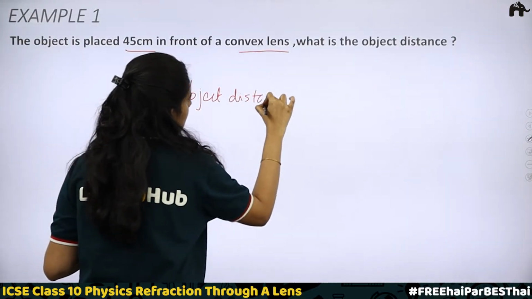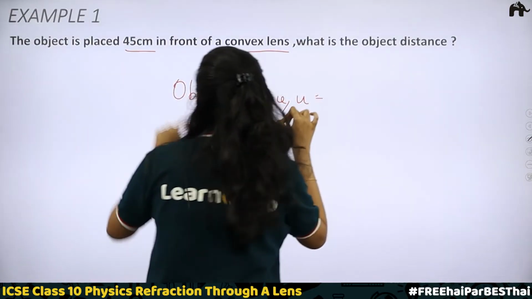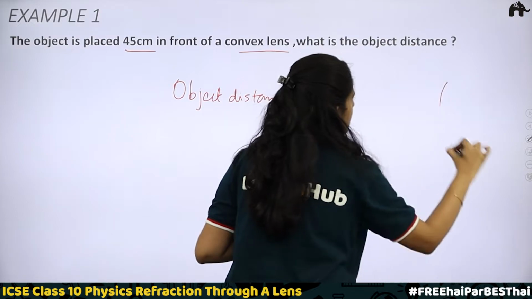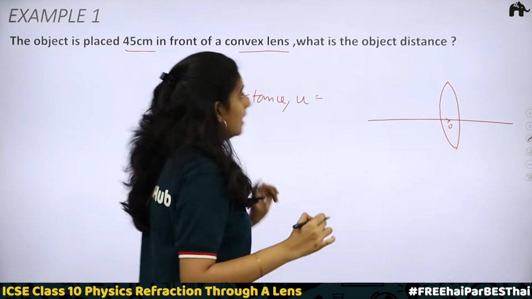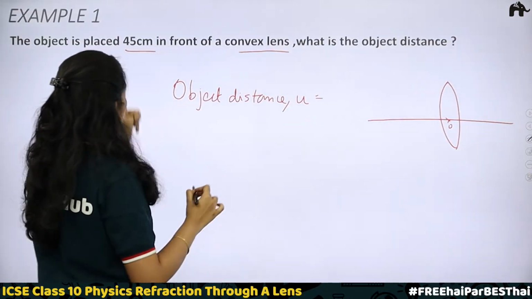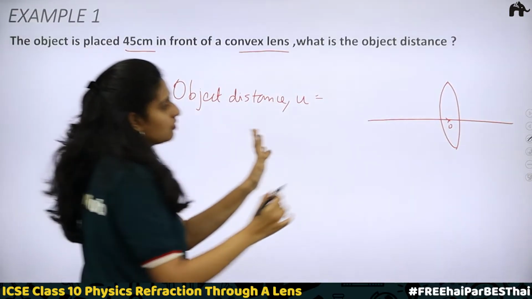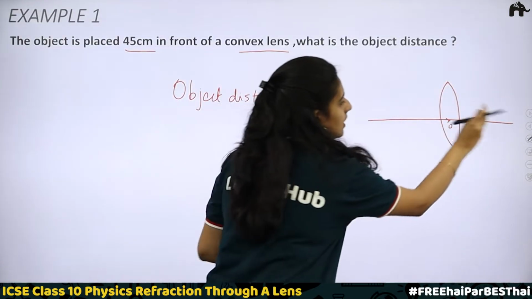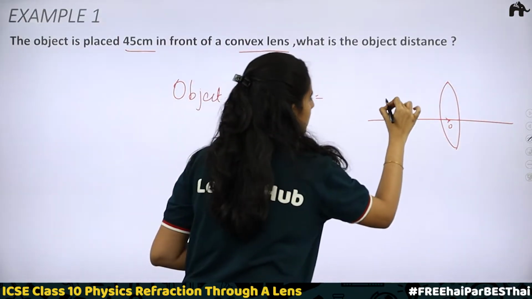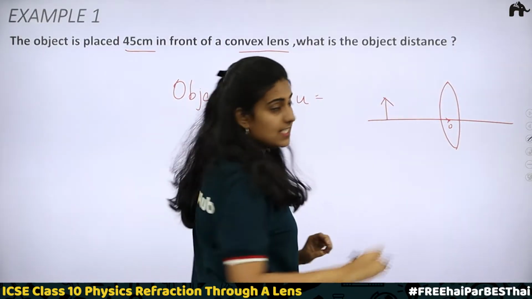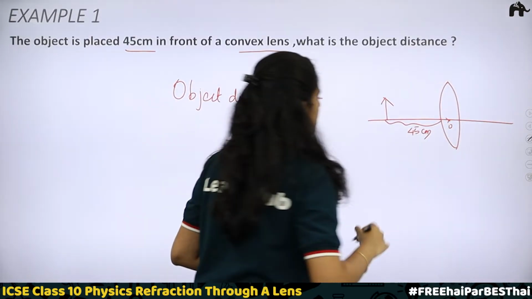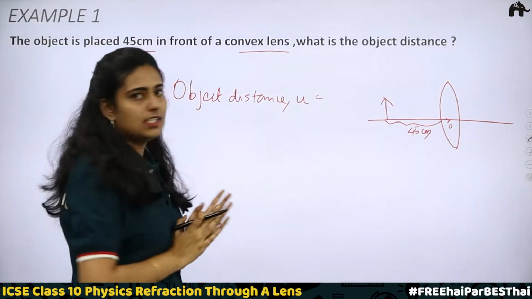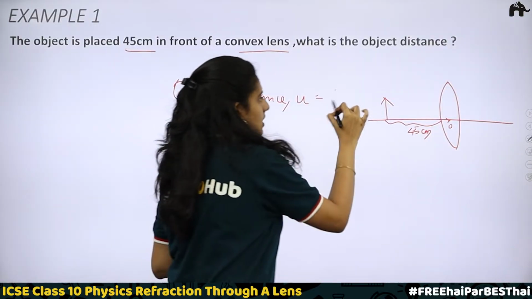Object distance U. Here we have a convex lens. This is how a convex lens looks like. Here you will be having the optical center. Given that the object is placed 45 centimeter in front of the convex lens. This is in front. Okay, this is the back side. Okay. In front of the convex lens at 45 centimeter distance, an object is placed. Okay. Now what is the object distance? Object distance is 45 centimeter.